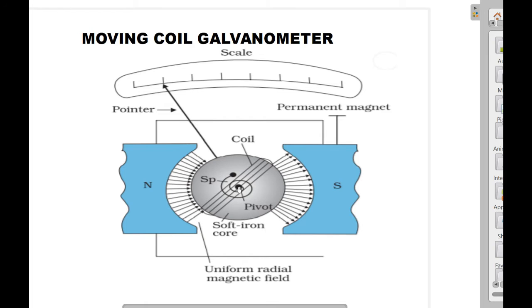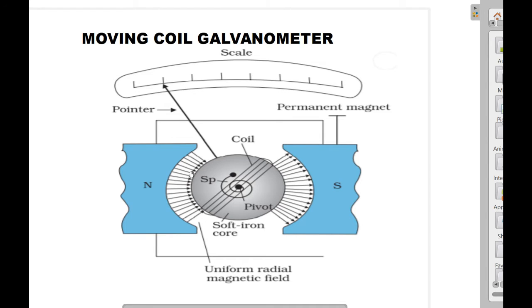The coil is free to rotate about a fixed axis, to which a spring is also attached, which can provide a restoring torque. A pointer is attached to the coil. The tip of the pointer is on a circular scale which is calibrated.